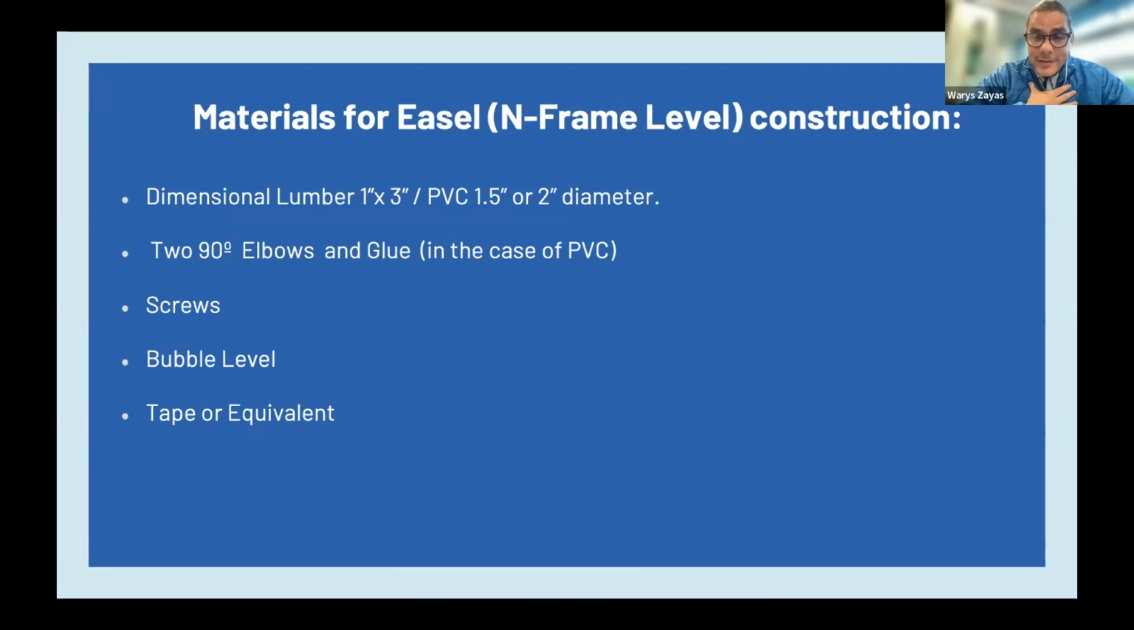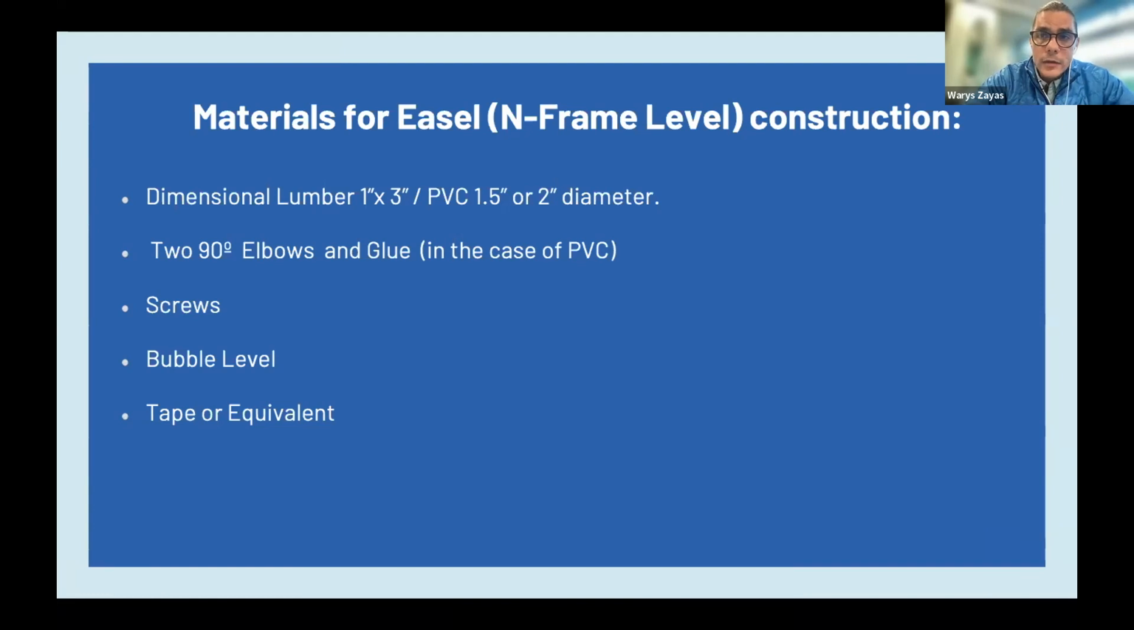In my experience, I built my ISOs using PVC of 1.5 inches in diameter, because it is lighter and not so expensive. I built my ISOs for less than 20 bucks. In case you decide to go with the lumber ones, they are useful as well.